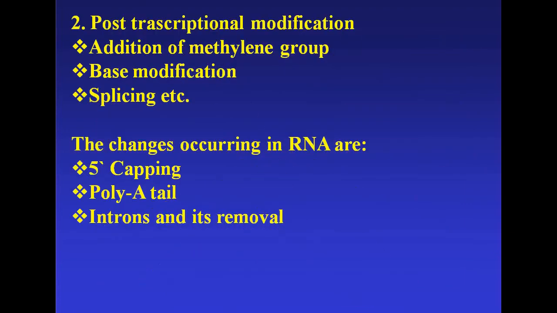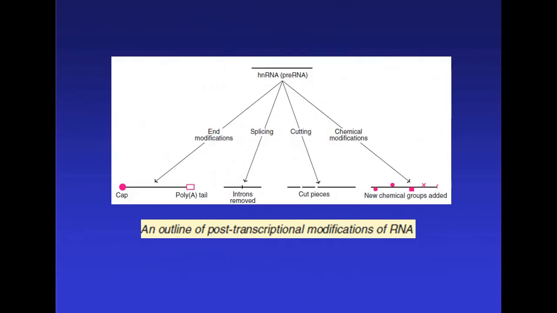After transcription, there is the post-transcriptional modification. The RNA which is produced during transcription is called a primary transcript, and it undergoes many changes such as the addition of the methyl group, base modification, splicing, etc. And these post-transcriptional modifications convert the RNA into the active form. The ribonucleases are the enzymes which are responsible for the processing of RNA. So, what are the changes which can occur in RNA, like 5' capping, poly A tail, introns and their removal. So, the changes which may occur is like 5' capping.